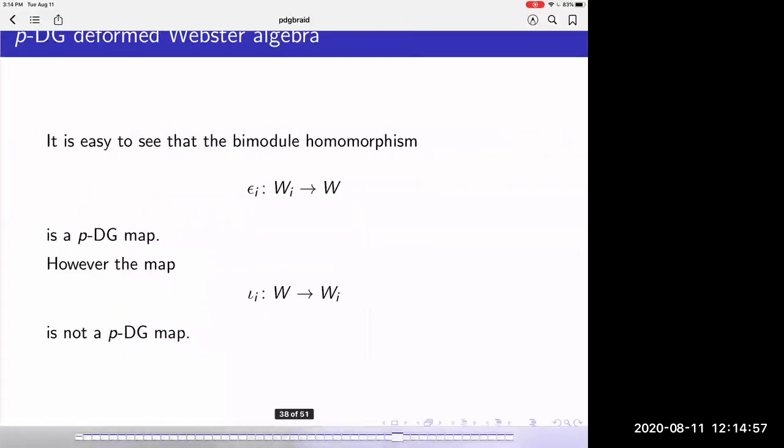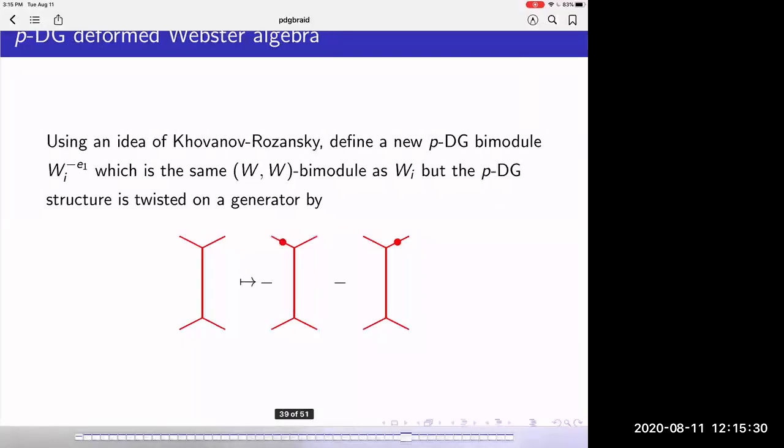And so it's easy to see that this map epsilon I from Wi to W from earlier in the non-PDG section is a PDG map. This was the unzipping map. You take the thick red strand and you can unzip it into two thin red strands. However, there's a problem in the direction when you go from the bimodule over itself to this kind of Soergel type bimodule. This is no longer a PDG map.